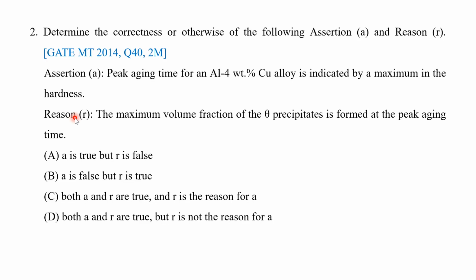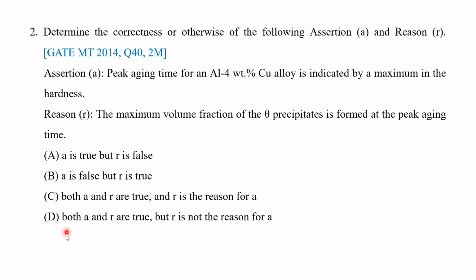Determine the correctness or otherwise of the following assertion and reason. It was asked in GATE Metallurgical Engineering 2014 for 2 marks. Copper aluminium phase diagram related questions or alloy related questions are commonly found, so please be clear with these concepts. The assertion here is that peak aging time for an aluminium 4 weight percent copper alloy is indicated by a maximum in hardness. The reason given is that the maximum volume fraction of theta precipitates is formed at the peak aging time.